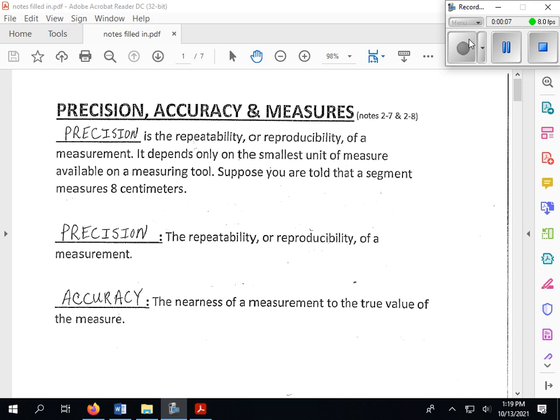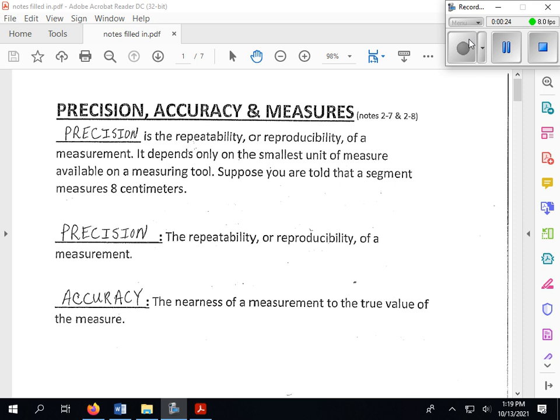Part of this goes over that page that you've already done, 133, so that's going to be part of it. And then the other part is the next section. So there'll be two sections put together. Precision and accuracy of measures.